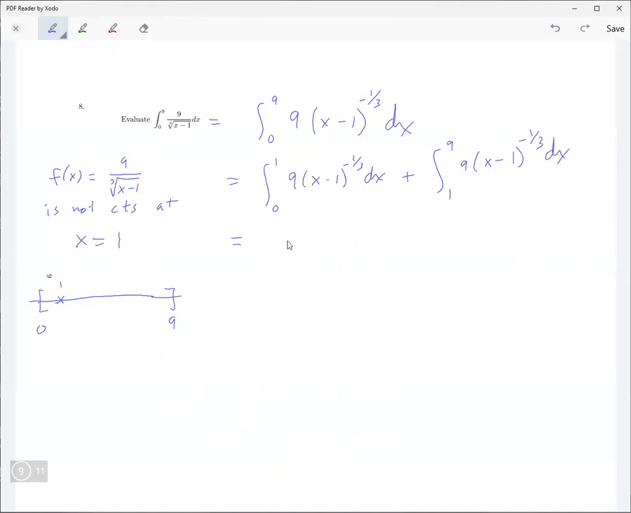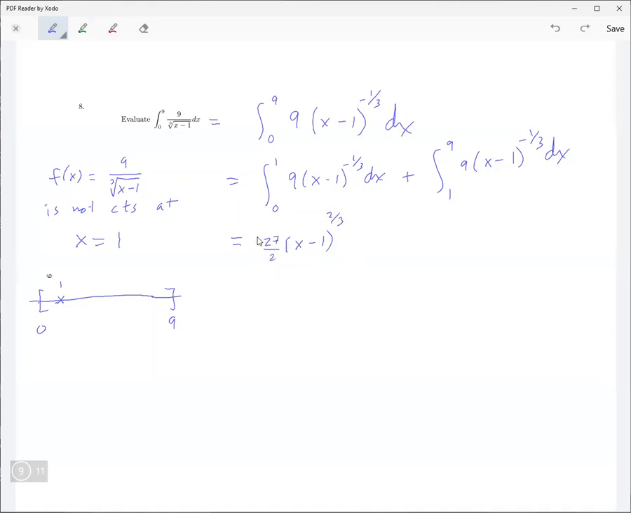Okay, so you integrate this. Let's see here, x minus 1. Add 1 to that, you get 2/3. If you differentiate this, you're going to have a 2/3 come down. I should not know that, 27/2.